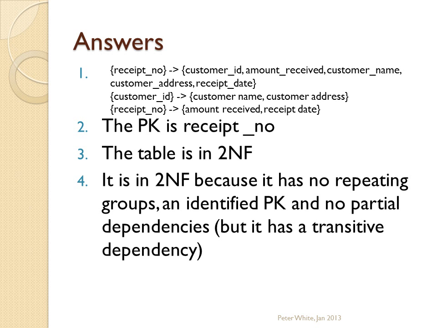So our answers then to the problem would be, firstly, our 3 dependencies. Secondly, our primary key is receipt number. Third, our table is in second normal form. And then the fourth part of the question, it's in second normal form because it has no repeating groups, an identified primary key, and no partial dependencies.